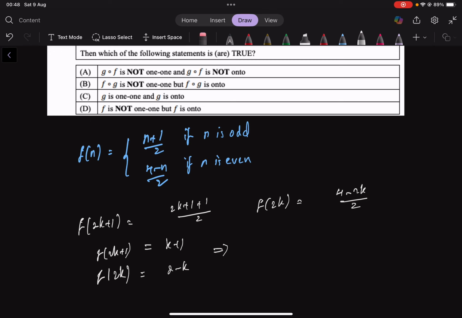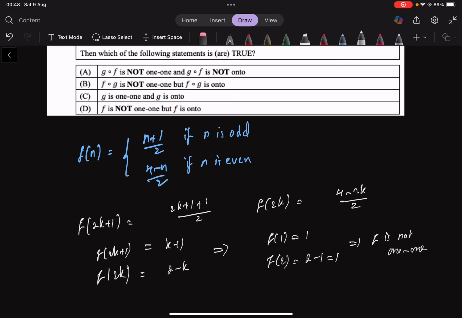So for example, f of 1 is 1 because it is 2 into 0 plus 1, so it will just be 0 plus 1. And f of 2 will be 2 minus 1, which is again 1. So we can clearly see that f is not one-one from this. And similarly, f of 0 is 2, and even f of 3 will be 2.